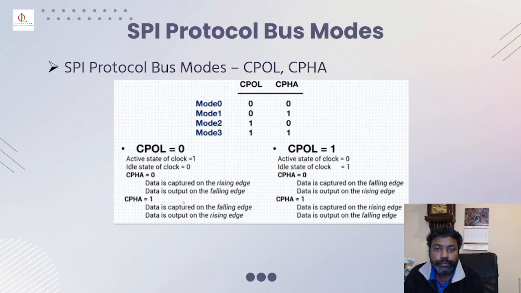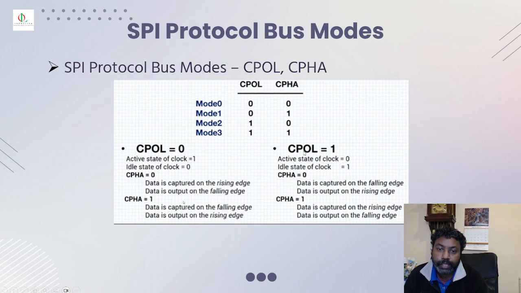This is a continuation from the previous slide on CPOL and CPHA. If the clock polarity is set to 0, then the idle state of the clock is 0 and the active state is 1. If clock phase is 0, the data is captured on the rising edge and data is output on the falling edge. But if clock phase is 1, data is captured on the falling edge and data output is on the rising edge.